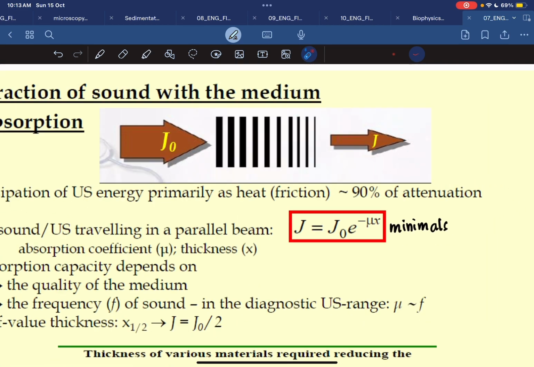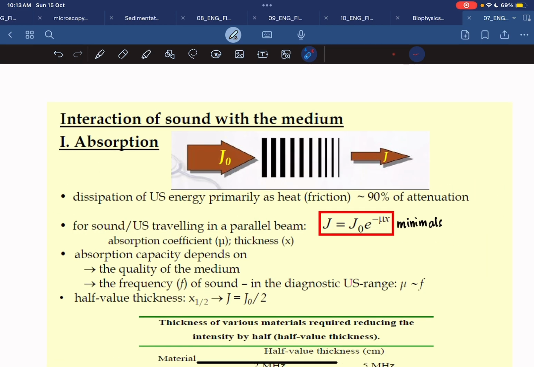Now, absorption. See this formula: absorption of sound. Of course, when we pass sound through a medium, some of it is absorbed. Some of it, because of the movement of the particles left and right, is lost in other types of energies like heat, friction, whatever.